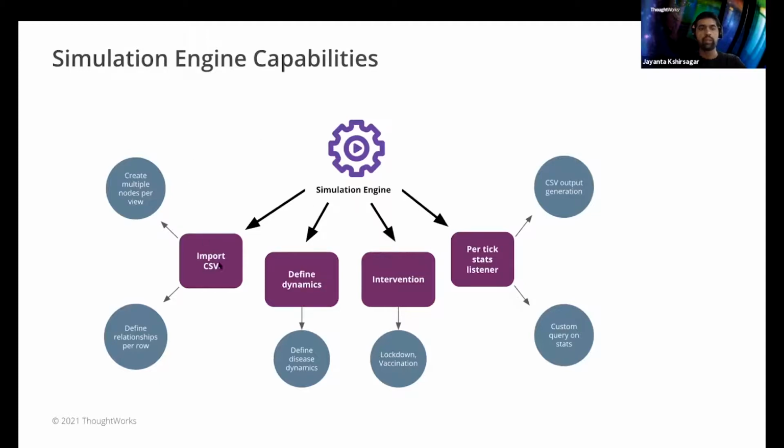Then basically we need a way to accept the synthetic population, right? Because the synthetic population more or less will define how the model will work. So right now we have a way to read a CSV file, which will have the synthetic population captured.